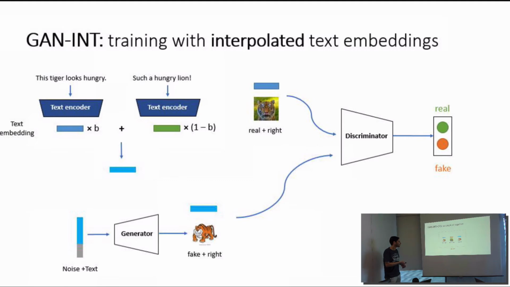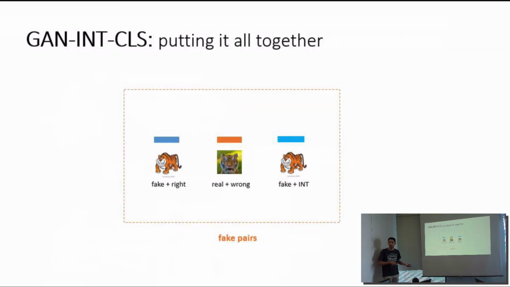Okay, now they combine everything together, and they do both. They do both the interpolation and the real plus wrong examples. So at the end, they have three kinds of fake pairs: fake plus right, real plus wrong, fake plus interpolated text.